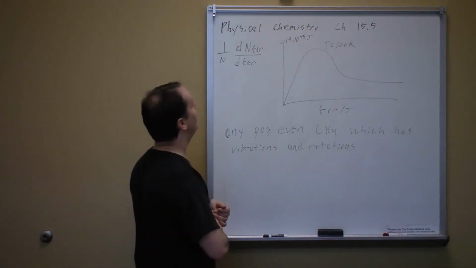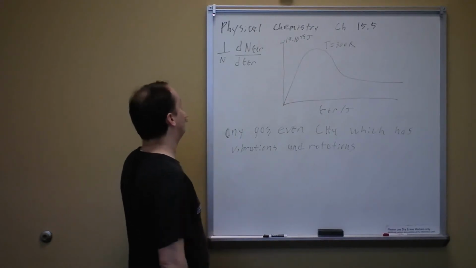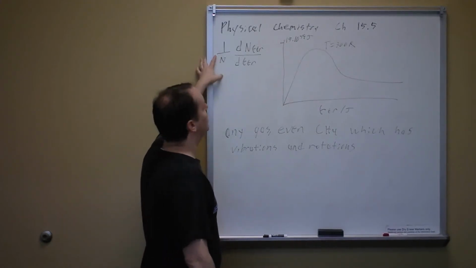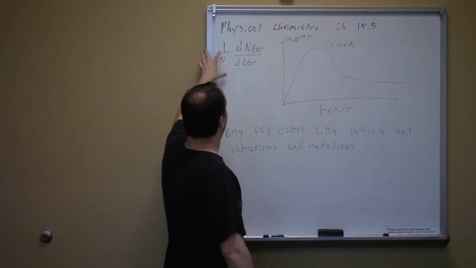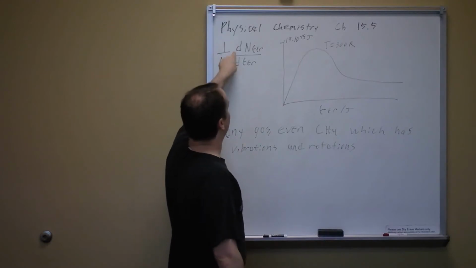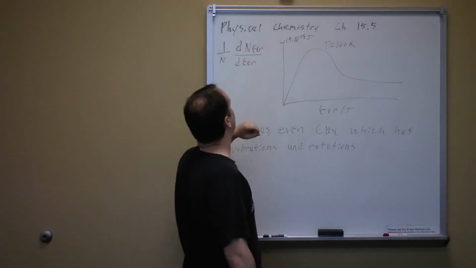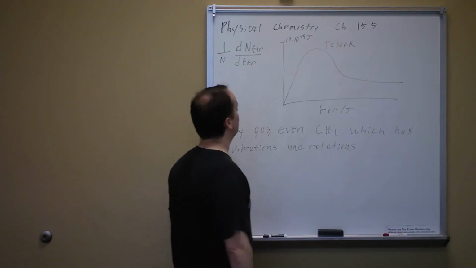Alright, this is the last of section 5. We're just finishing up talking about the distribution of molecules based on energy instead of speed. So this is our sort of G function: 1 over the number of molecules times the differential of the number of molecules with a certain energy of translation, divided by the total number of molecules.